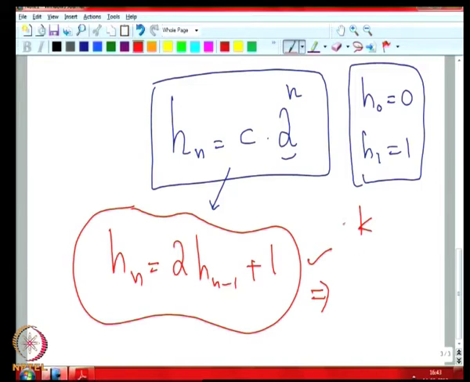So, some solution like Hn equal to K is what I am saying. That means for some number K, can this sequence K satisfy Hn equal to 2 times Hn minus 1 plus 1? This is the question, right. So, let us try it.